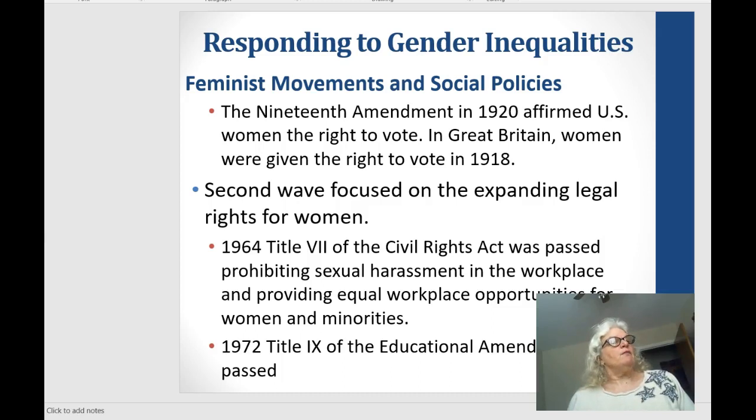We see the second wave of feminism come along in the 1960s, again tied to the civil rights movement, pretty powerful as we look at that. And then the passage of Title IX of the Educational Amendments, which tries to make things more equal within the educational world, as far as women's sports and other things. As you're well aware, Title IX is part of your directive, even on your syllabi.